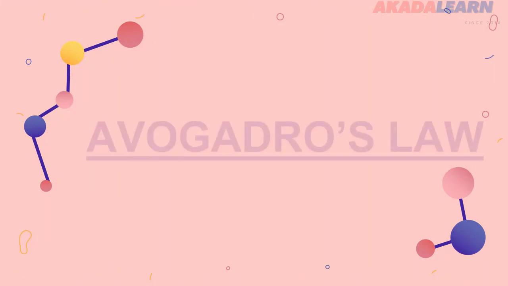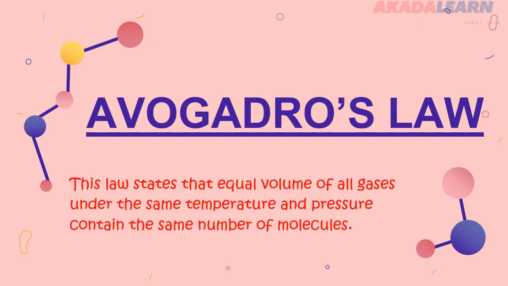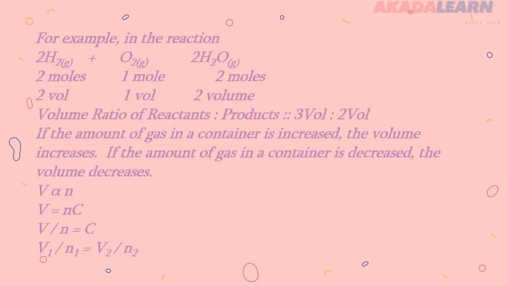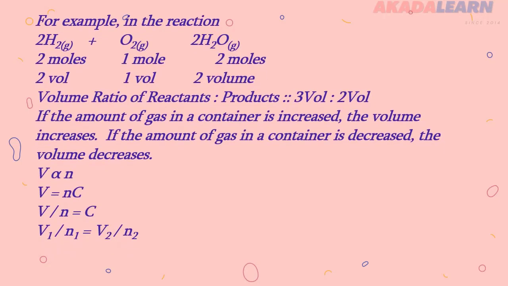Let's now look at Avogadro's Law. This law states that equal volumes of all gases under the same temperature and pressure contain the same number of molecules. So, for example, in the reaction 2H2 + O2 to give us 2H2O, you would see that 2 moles of hydrogen is combining with 1 mole of oxygen to give us 2 moles of water.